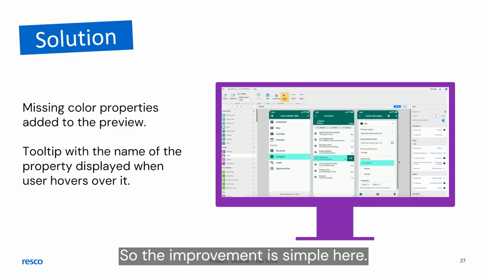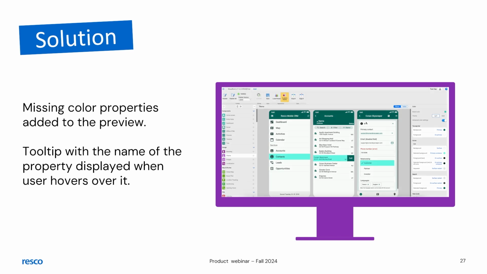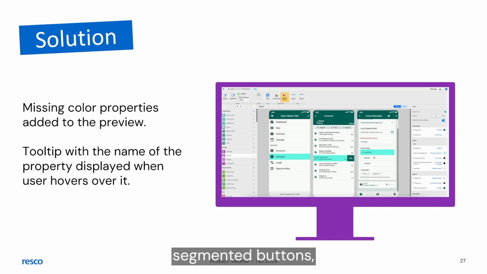So the improvement is simple here. We simply added all the missing color properties to the preview. For example, card colors, segmented buttons, the chips and the supporting text, and even more. And the tooltips with the names of the properties are now displayed on mouse over.